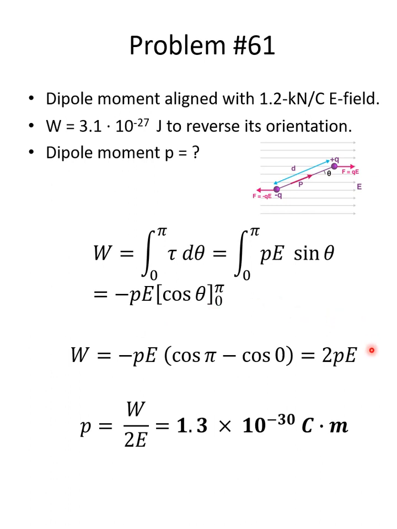Now the question gives the work, and we have to figure out the dipole moment. And so we solve it for P. We get work over 2E, plug in those numbers, and we get 1.3 times 10 to the negative 30th coulomb meters.